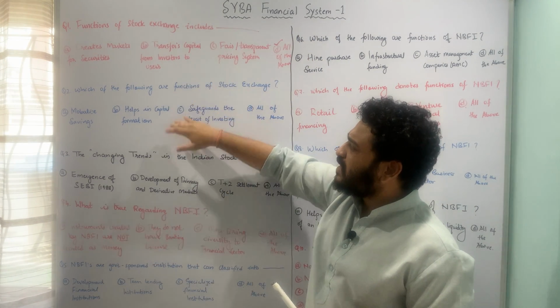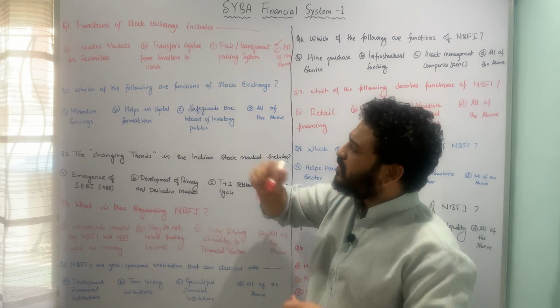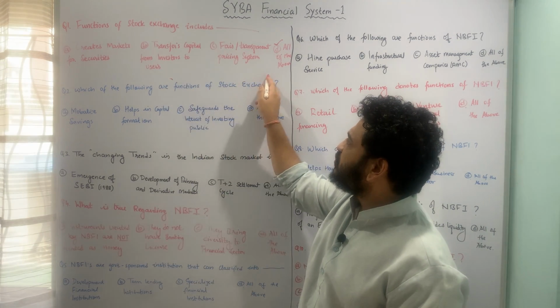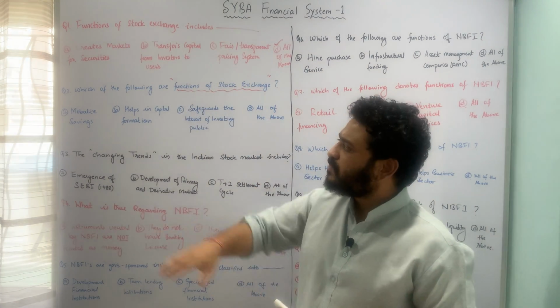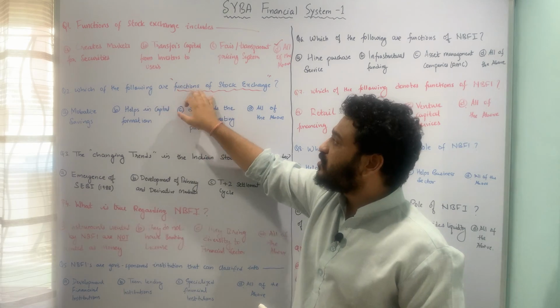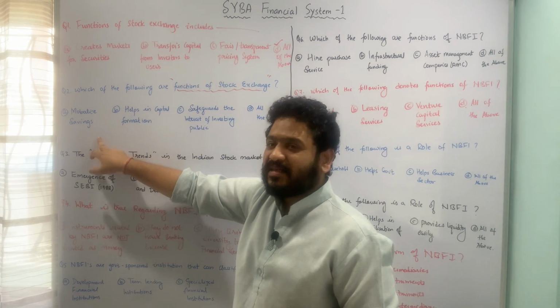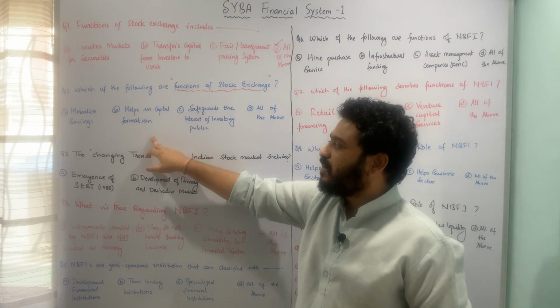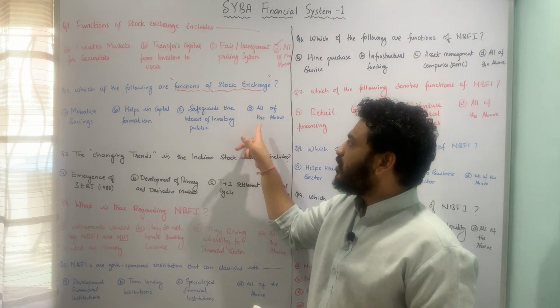So therefore option D, all of the above, is the correct answer to this question. The second question is on similar grounds, just the wordings I have changed, but it is specifically talking about the functions of stock exchange. Which of the following are functions of stock exchange? The options are: it helps in mobilization of savings, it helps in capital formation, it safeguards the interest of the investing public, and all of the above.